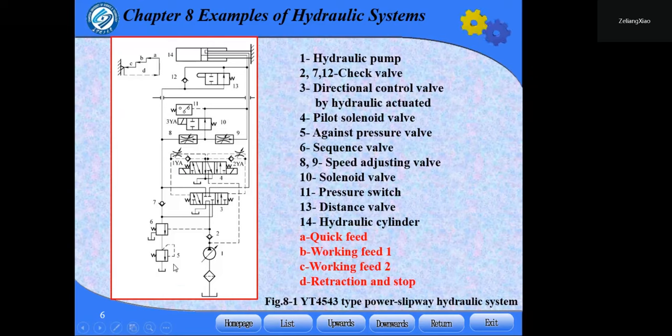Five is the back pressure valve, and 7 is the check valve. The H and the line are the speed adjusting valves. And 11 is the pressure switch. This is the check valve. 13 is the distance valve, and 14 is the hydraulic cylinder.